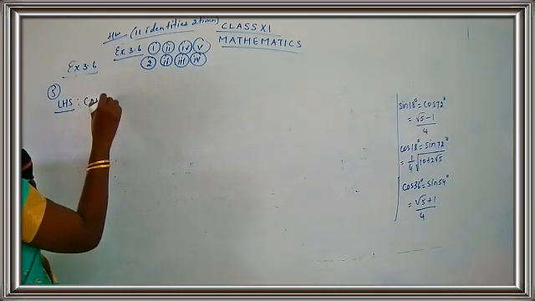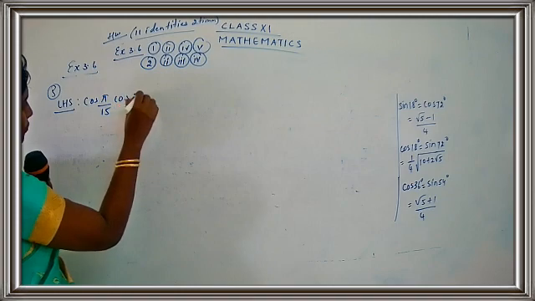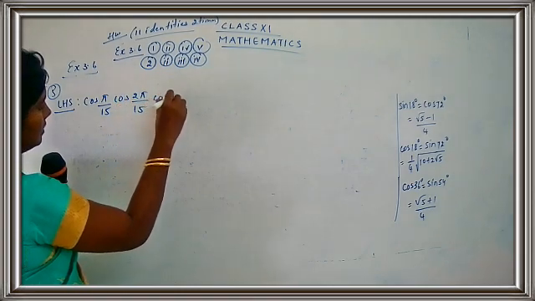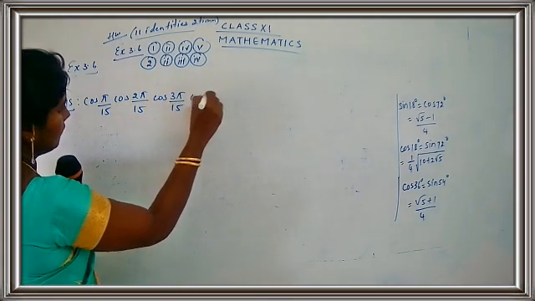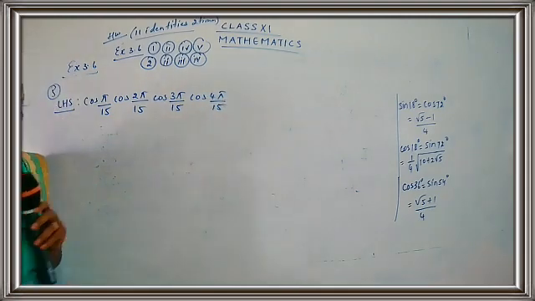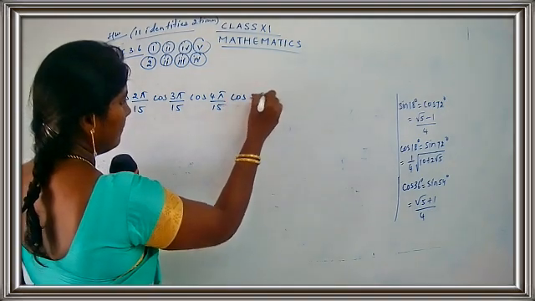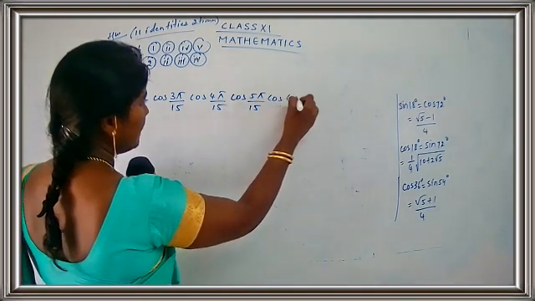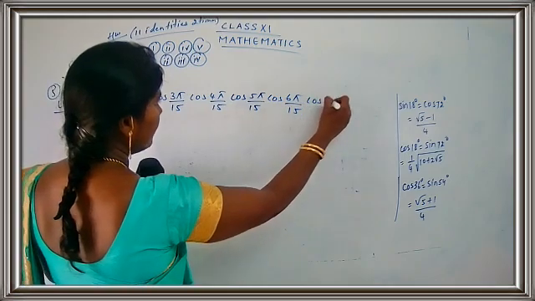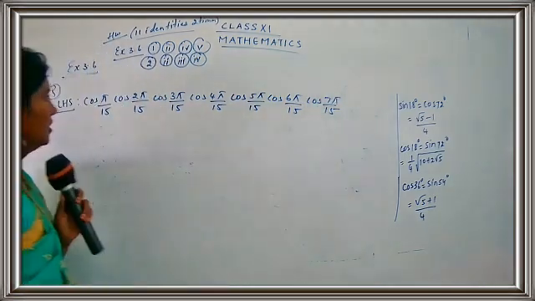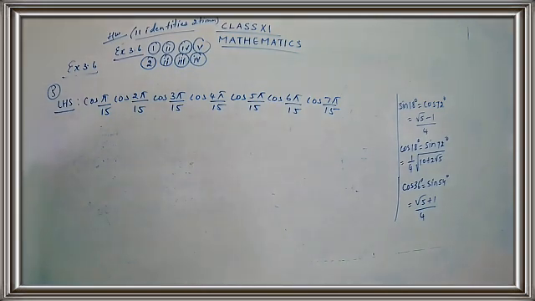Cos pi by 15, cos 2 pi by 15, cos 3 pi by 15, cos 4 pi by 15, cos 5 pi by 15, cos 6 pi by 15, and cos 7 pi by 15. So this is the LHS. So what is the LHS? Cos pi by 15, cos 2 pi by 15, cos 3 pi by 15, cos 4 pi by 15, cos 5 pi by 15, cos 6 pi by 15, cos 7 pi by 15.